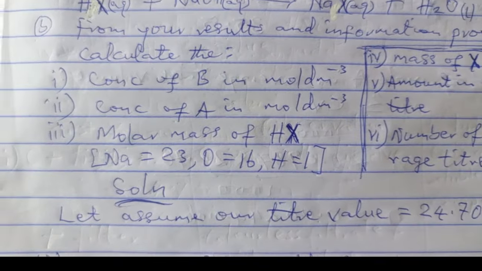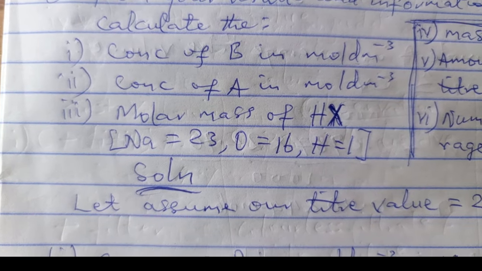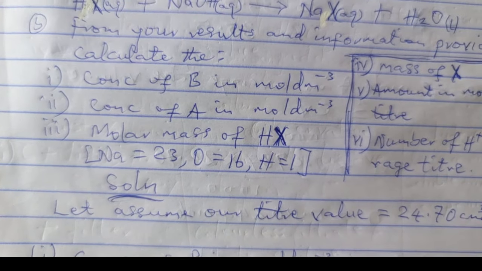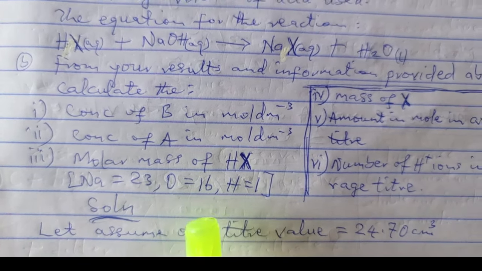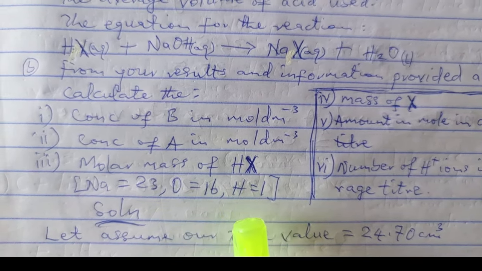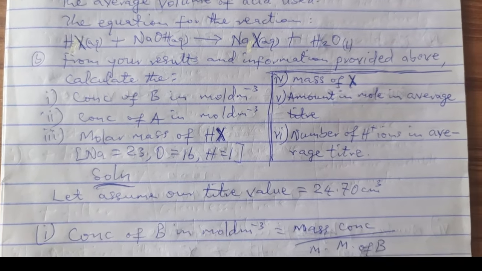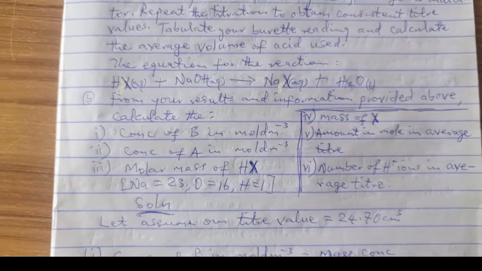Now they have given you the masses of different elements. You can see Na to be 23. You can see O to be 16. You can see H to be 1. So with all this information, they said you should do what?